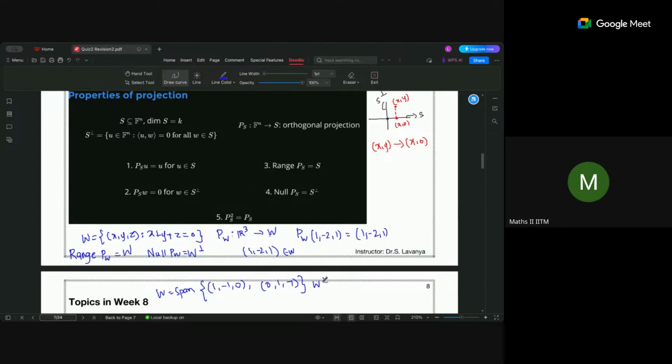So what is there in W perp? x minus y is equal to 0, y minus z is equal to 0. So x is equal to y is equal to z. So it is the span of (1, 1, 1).